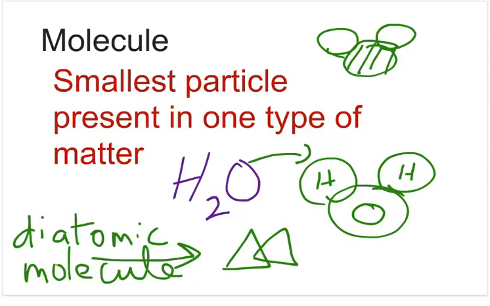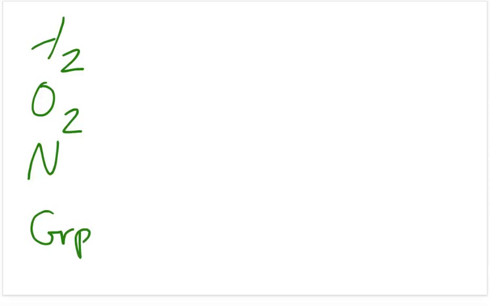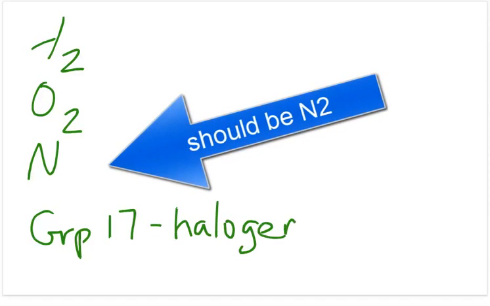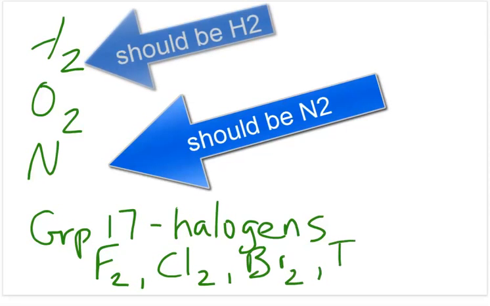And there are 7 of these diatomic molecules, H2, O2, N2, and then group 17, which are the halogens. They will all form diatomic molecules. Your halogens are fluorine, chlorine, bromine, iodine. Astatine also, but we don't really deal with astatine too much.